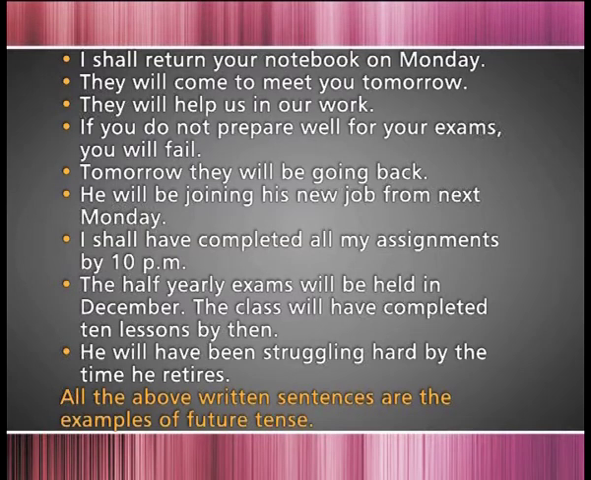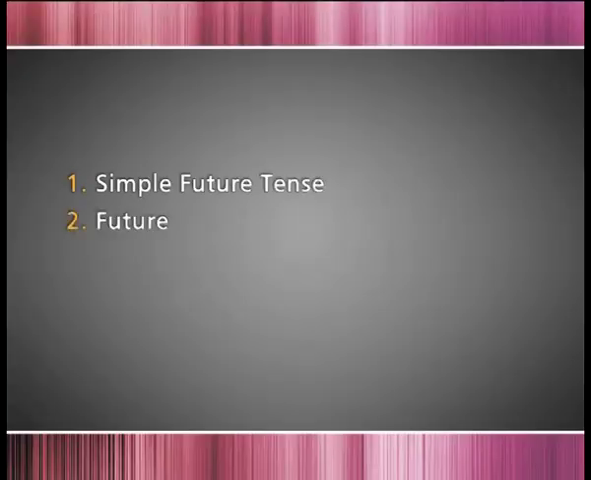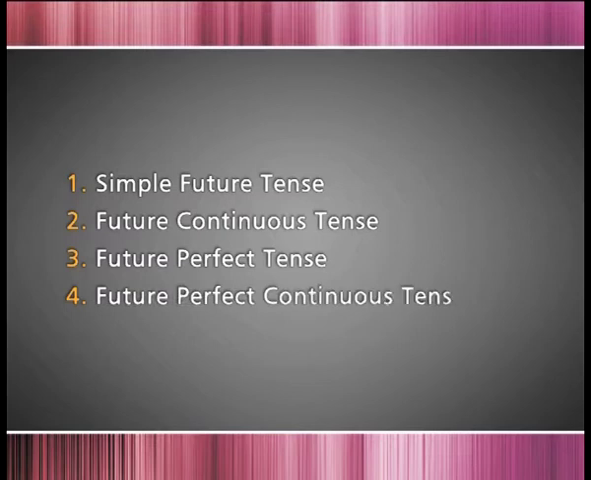All the above written sentences are examples of future tense. The future tense is divided into the following 4 parts. 1. Simple future tense. 2. Future continuous tense. 3. Future perfect tense. And 4. Future perfect continuous tense.